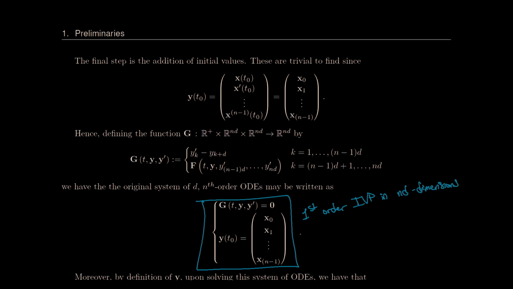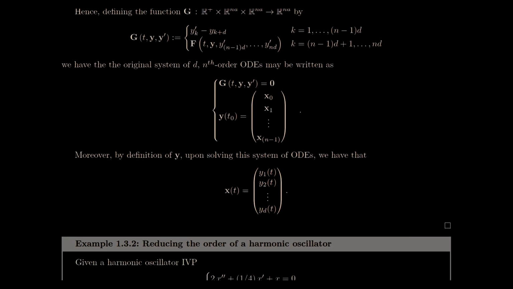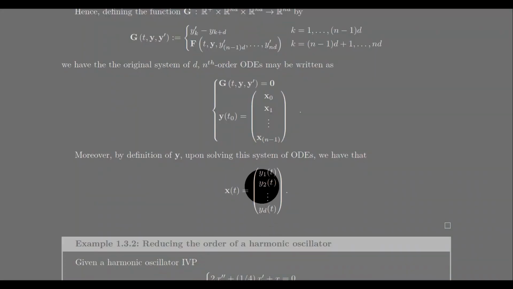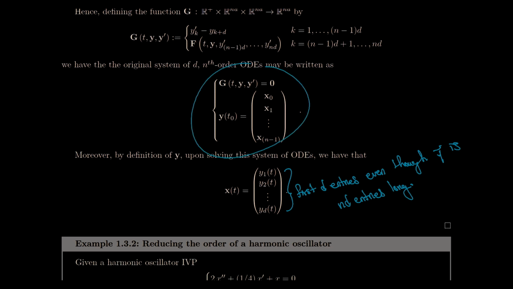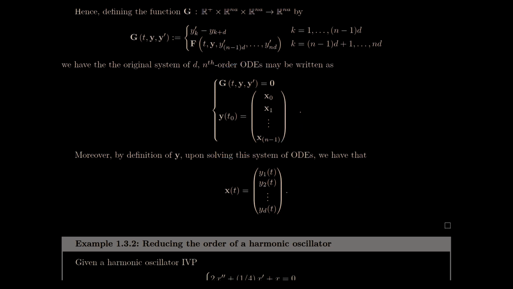And if we solve that, then we can recover the original solution to the original IVP x just by looking at the first d entries in y, right? So keep in mind, this is the first d entries, even though y is nd entries long. We really only care about the first d entries. We unfortunately have to solve all of them if we're trying to solve this equation, but we only care about the first d of them.